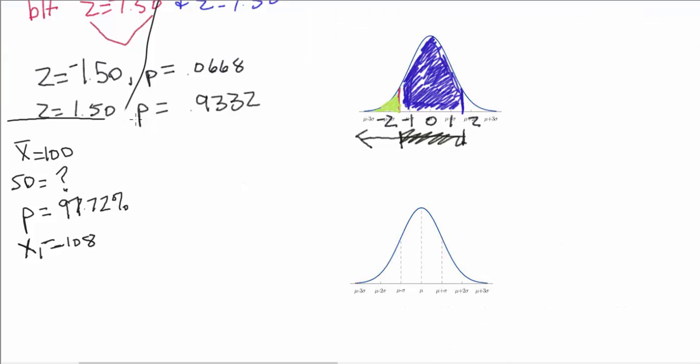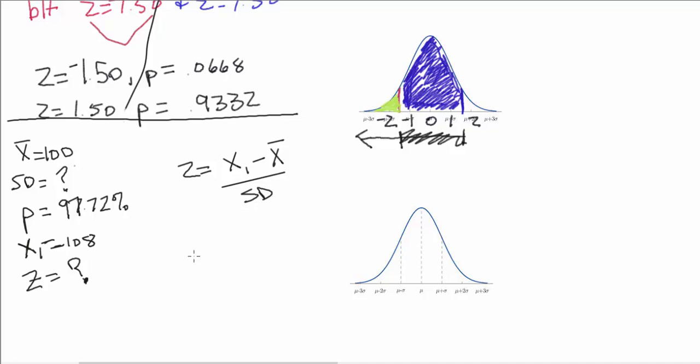Okay, so we've listed out what we know and what we do not know. We have a mean of 100. We're trying to find the standard deviation. We know the proportion to the left of a raw score of 108 is 97.72. We have one more unknown here. We don't have our z-score, so we're going to have to find our z-score. If you look in your textbook, you'll find the formula for that. Z equals the raw score minus the mean over your standard deviation. So using this, we can start to solve this problem.